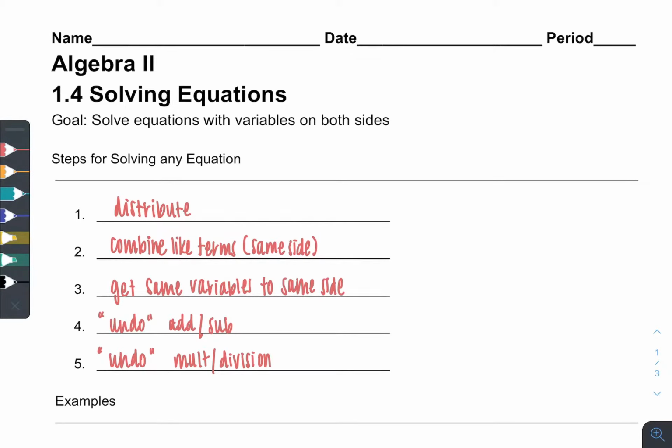Alright, so first we're going to distribute. Secondly, we're going to combine like terms, but we can only combine like terms on the same side. Next, we get the same variables to the same side. So for x and y, we'd get x's to one side and y's to the other side. Next, we'd undo any addition and subtraction, and then after that, we'd undo any multiplication and division.